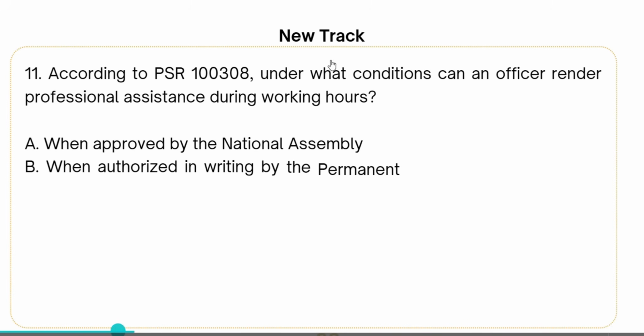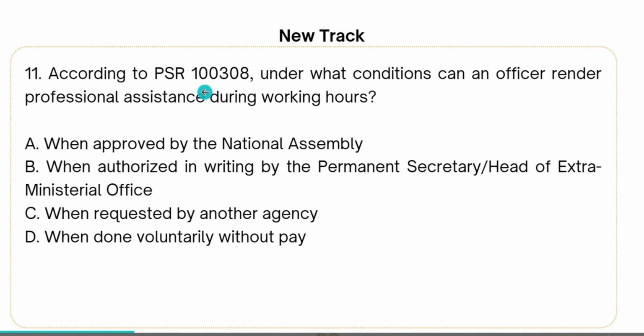Question number 11. According to PSR chapter 10 section 3 paragraph 8, under what condition can an officer render professional assistance during working hours? A. When approved by the National Assembly. B. When authorized in writing by Permanent Secretary or Head of Extra Ministerial Office. C. When requested by another agency. And D. When done voluntarily without pay.